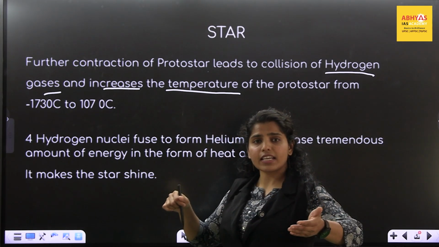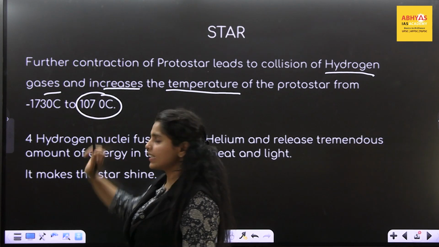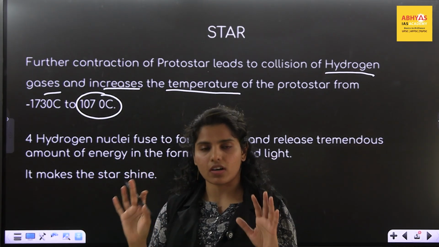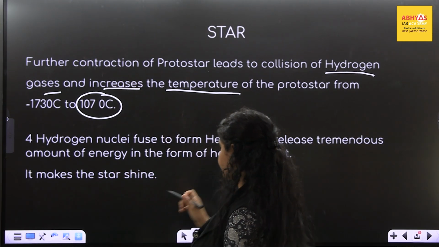Okay, so because of the fusion of hydrogen gases, it increased the temperature. Initially the galaxy temperature was very cold. Now the temperature increased to 10^7 degrees centigrade. You don't need to remember all this. Just remember the concept, what is a protostar, how it evolved into the star, like that.